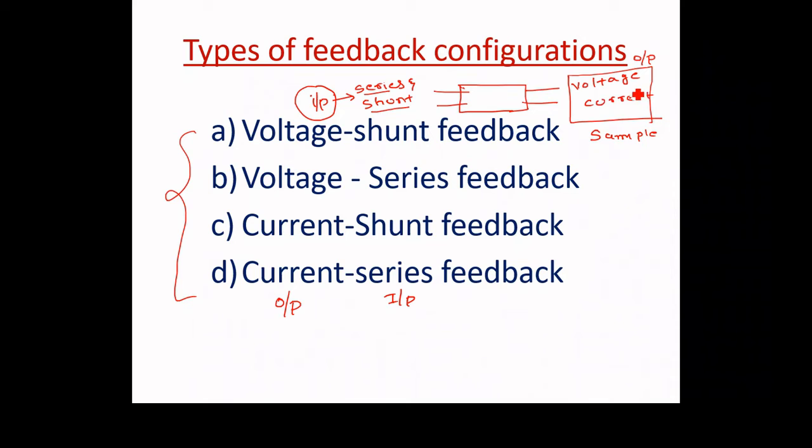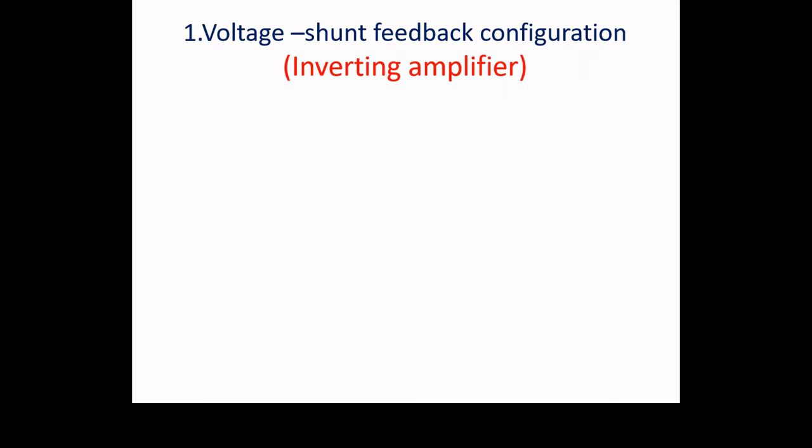Next, instead of voltage, we are taking the current sample at the output. If we connect that current in shunt, then it is called current shunt feedback. And if we connect in series with respect to the input, then it is called current series feedback. Now we will look at the configurations one by one. The first configuration is voltage shunt feedback configuration, which is also inverting.